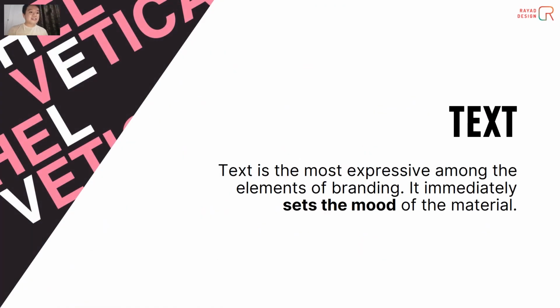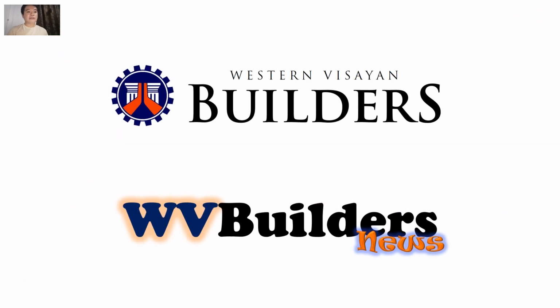Now, text. Text is the most expressive among elements of branding. It immediately sets the mood of the material. So, like this one, we have two examples. And if you can see here, the one at the top would be more formal, while the other one would be more candid. So, if you are trying to express a very serious message, of course, we would resort to the one on the top. But maybe if we are in a lighter mood or something, we can resort to the one at the bottom.